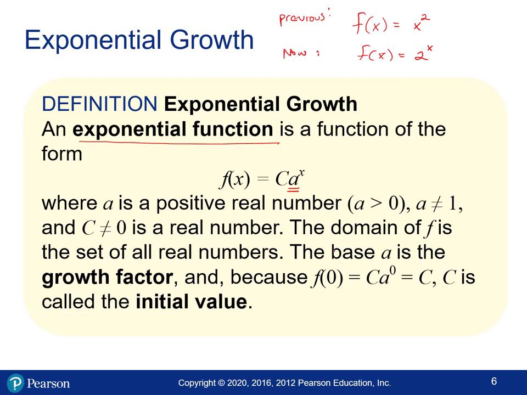Now the domain is all real numbers. You can plug anything you want into this exponent. And then the base is also called the growth factor. So that's a name for the base. And then we also have what's called an initial value. And that comes from, it's like a starting point. So initially the value of this function is when I plug in 0. It's always this constant c.